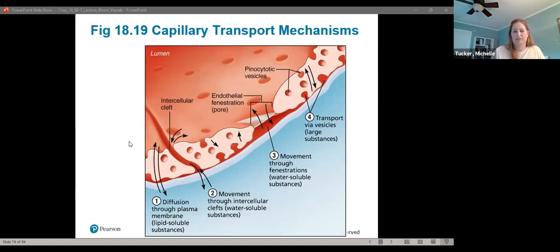This is just a nice little graphic. Again, I like it. Simple diffusion through the plasma membrane for carbon dioxide and oxygen and lipid-soluble substances. 2 and 3, either moving through clefts or through fenestrations, bigger spaces, pores, for amino acids and glucose, or active transport of pinocytotic vesicles for larger proteins.